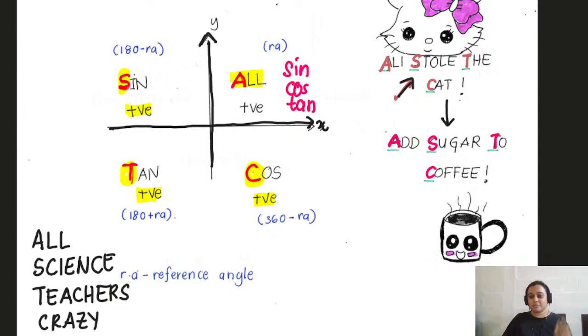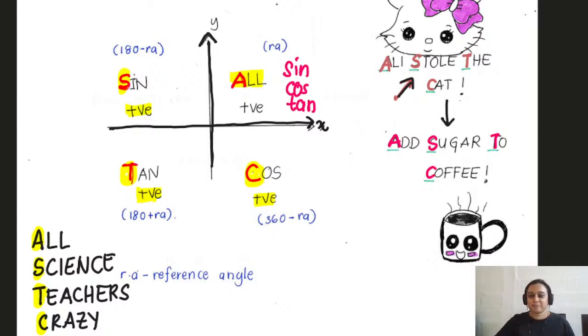This one you can imagine. All science teachers crazy means you can remember faster, right? Boleh hafal lagi. A untuk all semua, S untuk sine, T untuk tangent, C untuk cos. I know nowadays students, especially this batch 2020, 2021, now batch 2022, you all prefer to memorize this: all science teachers are crazy.